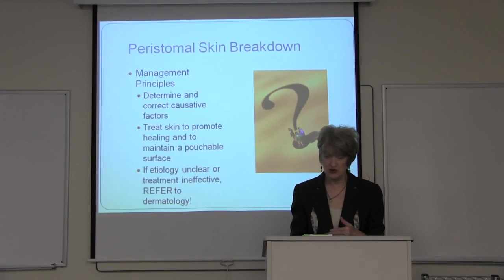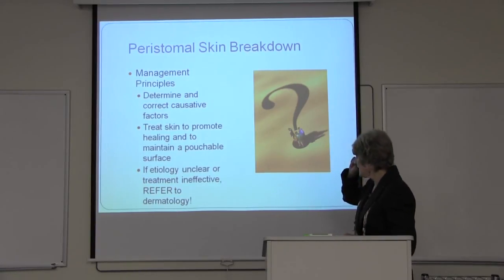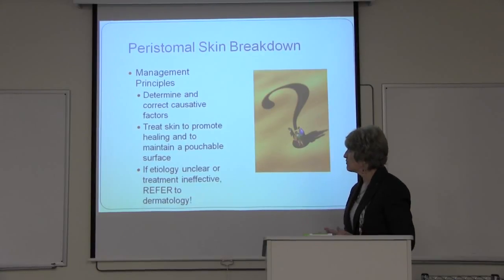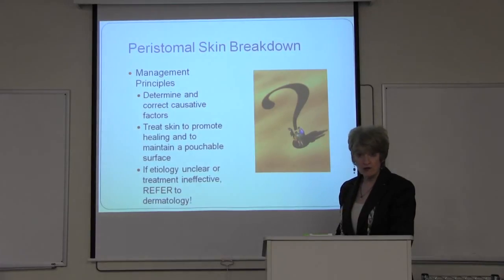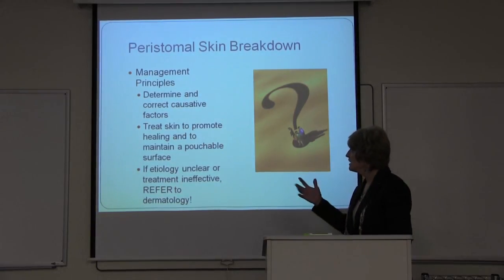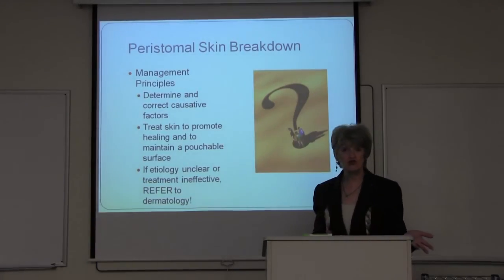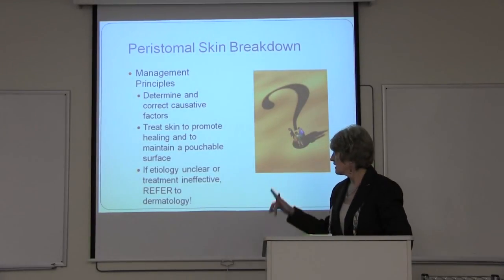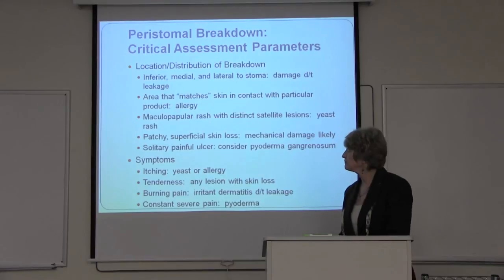We don't ever want to be in that situation. So if you see something and you don't know what it is, it's very appropriate to say, I'm not sure, I'm going to refer you to dermatology, I want to get a biopsy. Okay, now your management principles go right back to the things you know about wound care. Anytime you have a problem with skin breakdown, your first goal is to figure out what caused this problem so that you can correct the etiologic factors. Then we want to pursue treatment that will promote healing and will provide a pouching surface. And we've already talked about indications for referral.